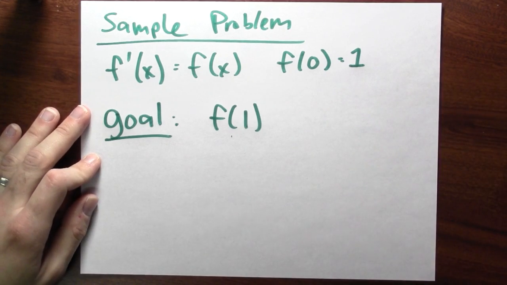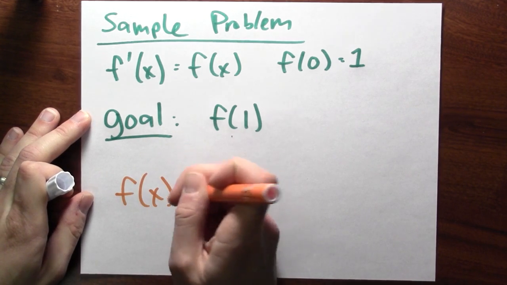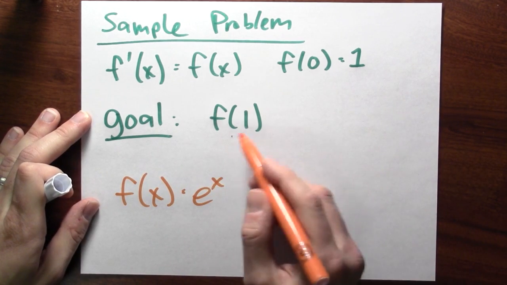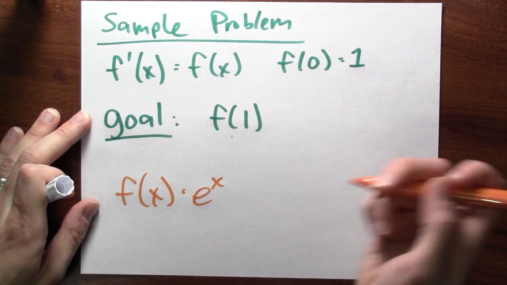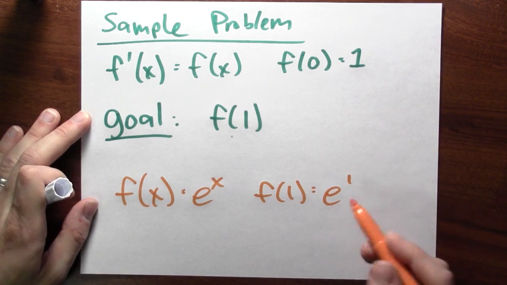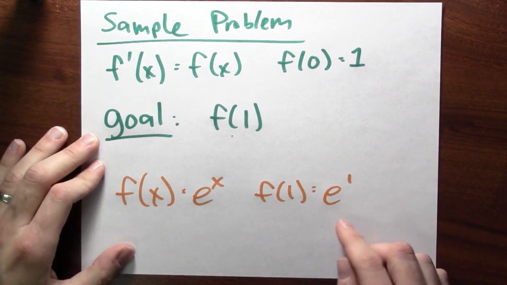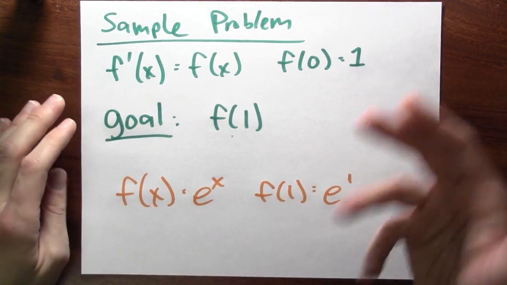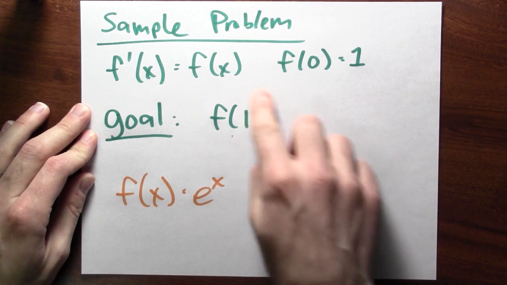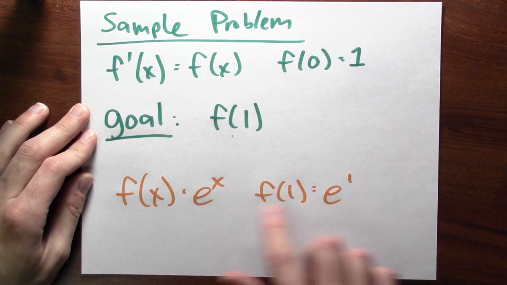Now, we secretly know something, right? I secretly know that this function is really e to the x. So when I say find f of 1, I really mean that I'm trying to calculate e to the first power. I'm trying to calculate e. The point here isn't to say that the answer is e, right? The point is going to be to try to approximate this quantity without actually knowing the value of e.